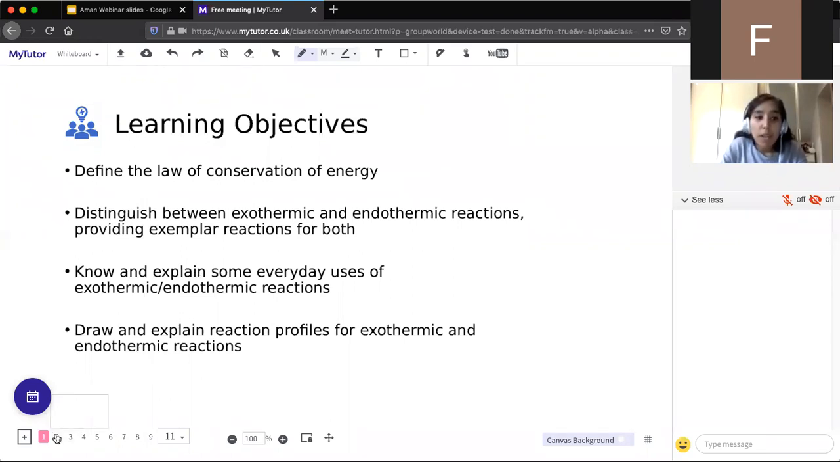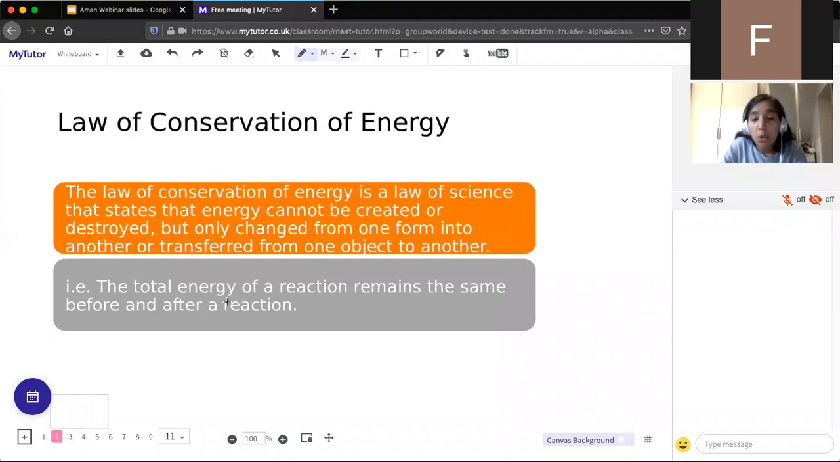Starting off then by defining the law of conservation of energy. The law of conservation of energy is a law of science that states that energy cannot be created or destroyed. If you're studying physics, I'm sure you've come across it in physics as well. It's very similar to the equations that we've done before, where we've said that the reactants are always equal to the products, so the law of conservation of mass. It's very similar where the mass stays the same. Here it's about the energy changes.